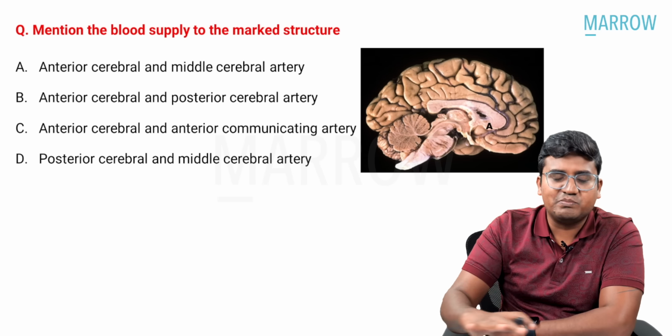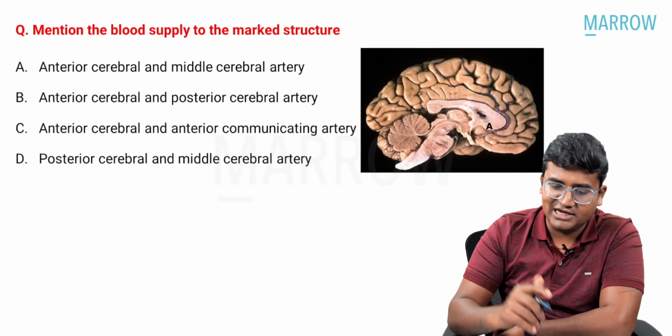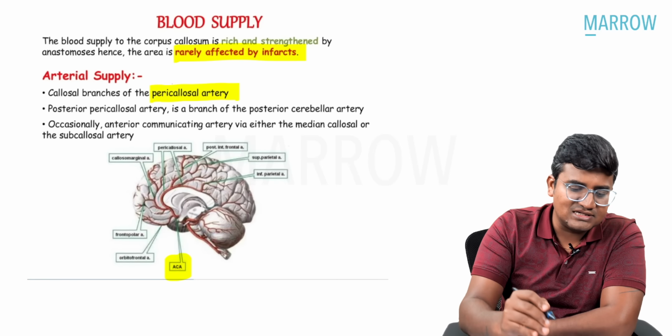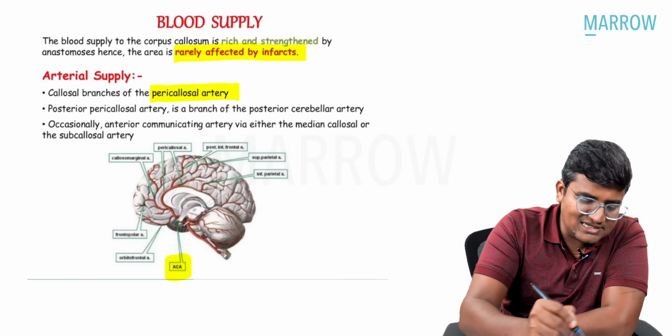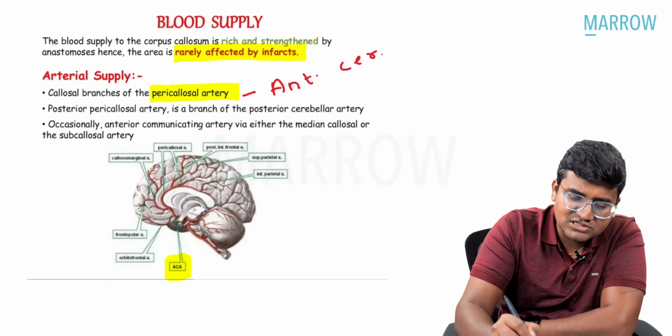Now the majority of the medial surface is supplied by the anterior cerebral artery only. So the anterior cerebral artery is giving the pericallosal artery, and that is supplying the major part of our corpus callosum.